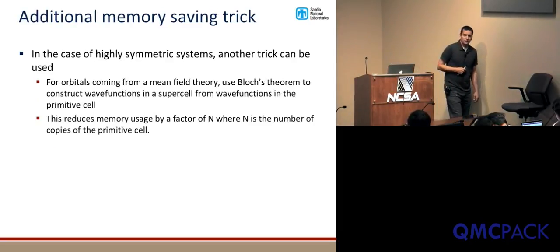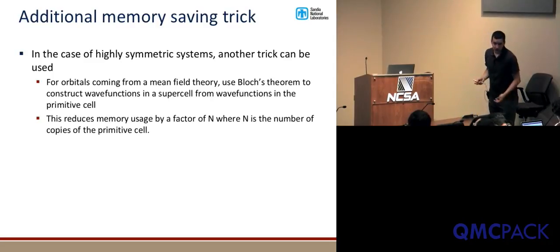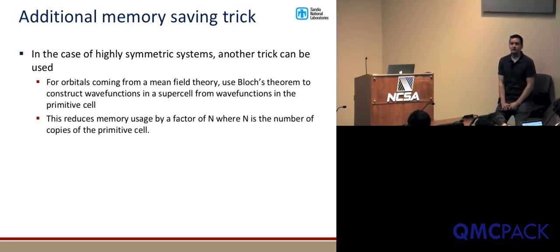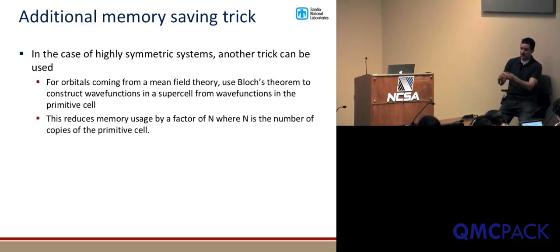Now, in the case of purely periodic calculations, so you want to calculate the energy or some property of a crystalline solid, there's an additional trick that we do use quite a lot, when you've got a lot of symmetry. For orbitals coming from a mean field theory, you can use Bloch's theorem, right? So this means that I can calculate my wave functions in a primitive cell at a variety of k points, and then I can actually do an expanded zone scheme where I can use those wave functions to handle the many-body wave function in the full supercell.